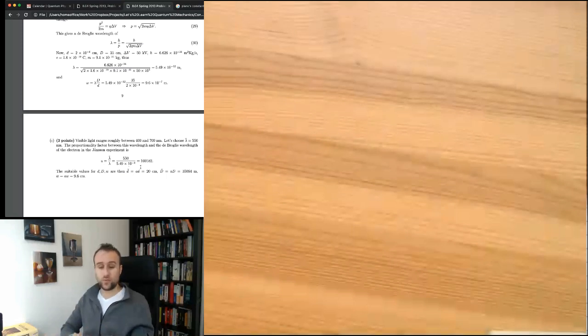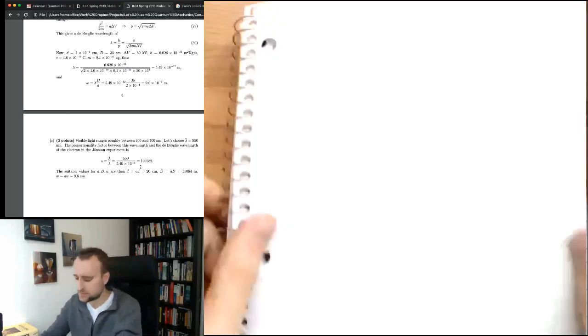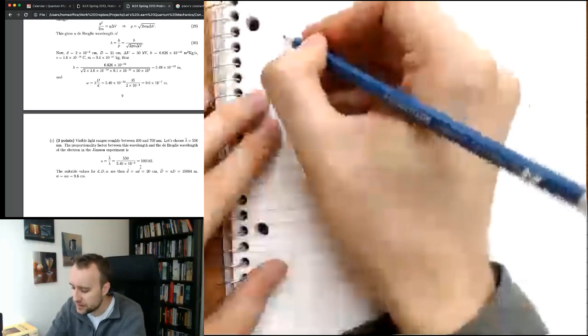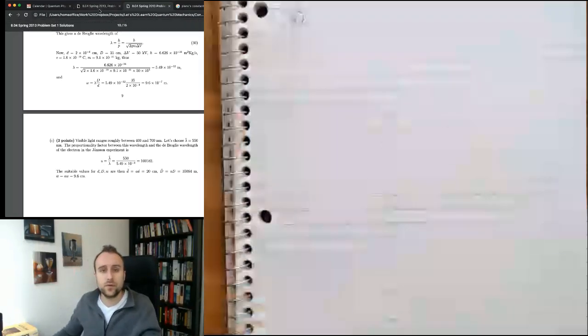Oh, we finished one section. I'm going to have to buy more books. I'm going to go through this material too fast. All right, let's go forward now.